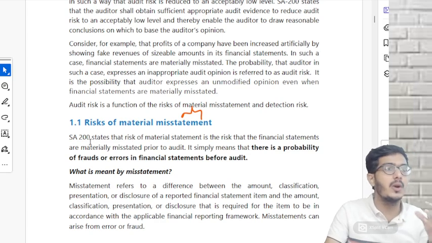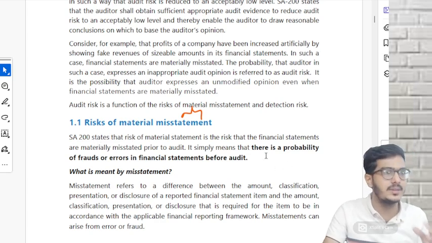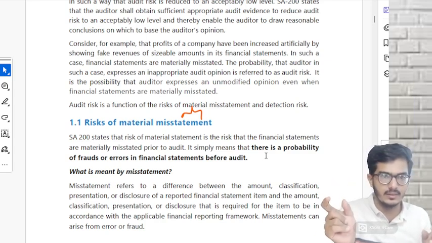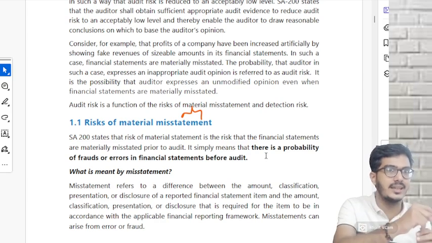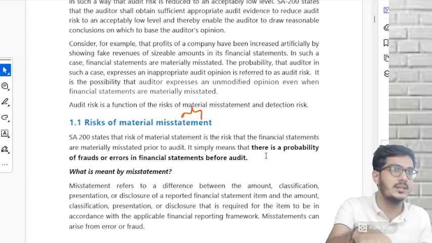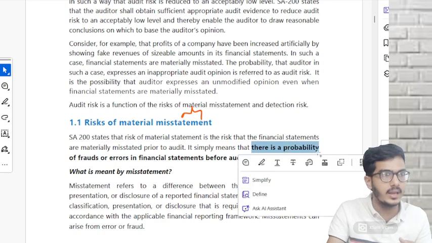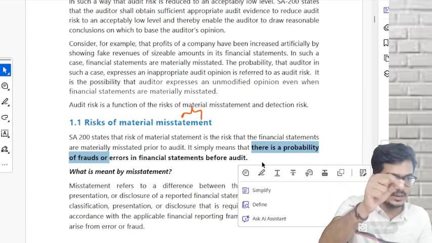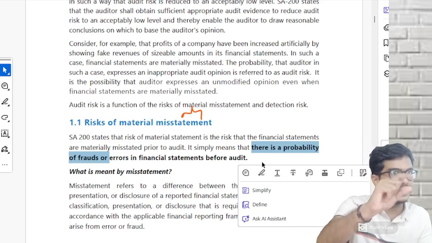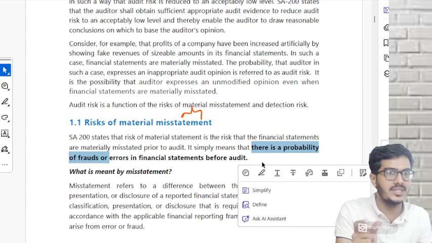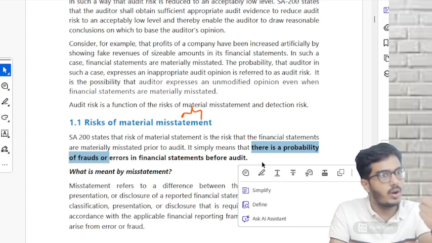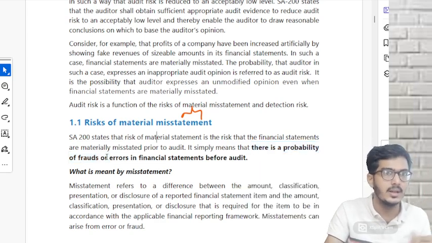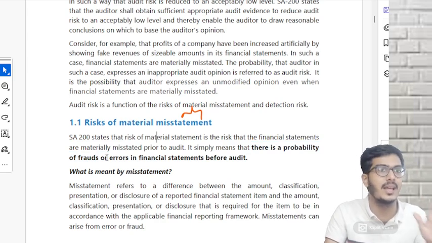Next, the meaning of this ROMM, which we are coming across: risk of material misstatement. What is this risk of material misstatement? Let me break down the entire phrase. There is a misstatement, which is a material one, and there is a risk that the misstatement is there in the financial statements. There is a probability that there is a fraud or error in the financial statements. Misstatements are due to only two reasons, either fraud or error. So there is a probability that fraud or error is in the financial statements before the audit.